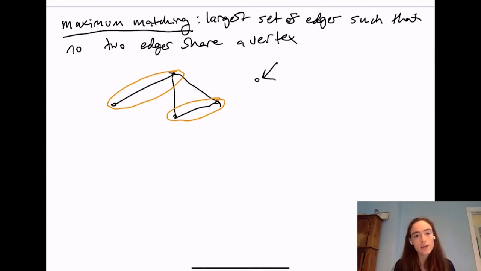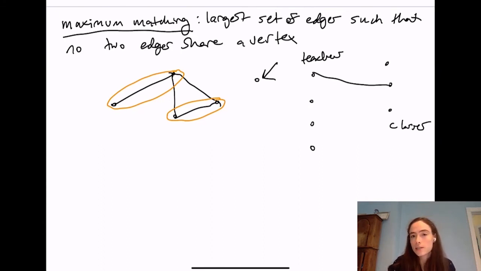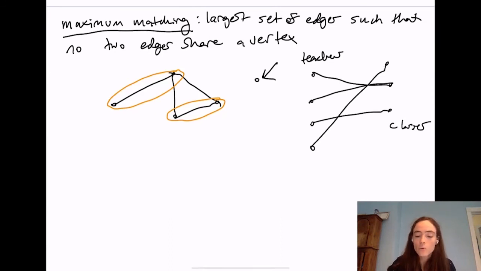So one example is, let's say you have a graph of teachers and then classes, and you draw edges between a teacher and a class if that teacher is qualified to teach that class. Maybe you want to come up with an assignment of teachers to classes so that each teacher is teaching exactly one class. And to do that, you would want to find a matching between teachers and classes.